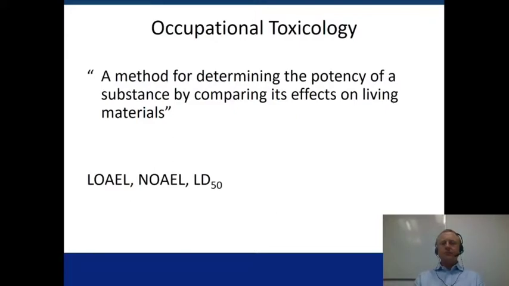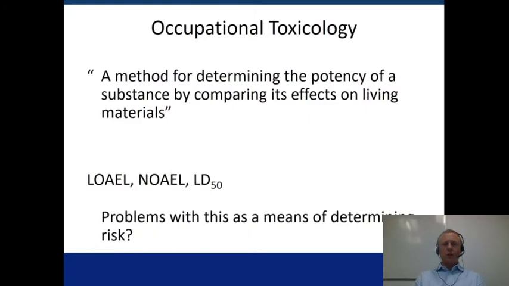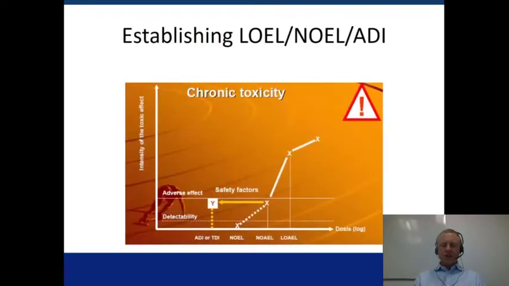And so this occupational toxicology is how they determine the potency of a substance. And what they do is they'll take samples of rats, and they expose them to gradually increasing doses of a substance in order to work out at what point it starts to have an impact on their health and behavior. The doses are put up in increments.